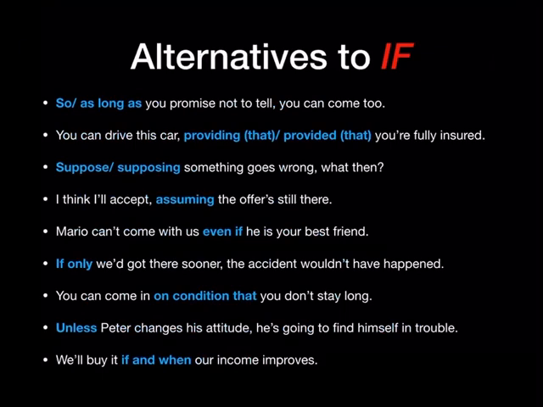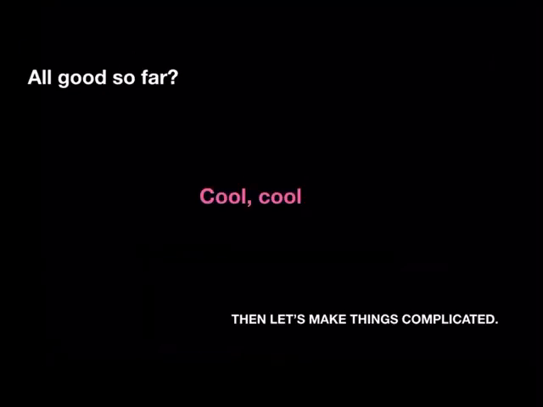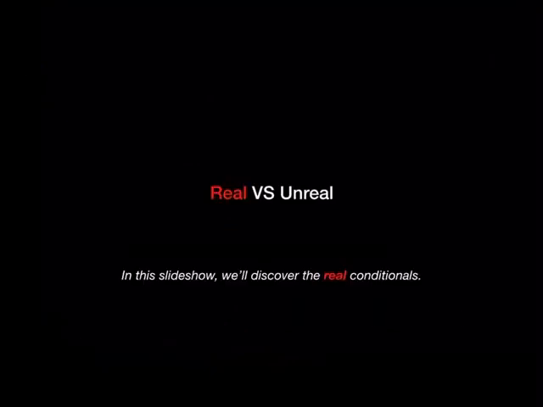We've got so long as or as long as, providing that, provided that, suppose or supposing, assuming, even if, only if, on condition that, unless, if and when. So you have some examples there to illustrate how these alternatives to if can be used. So far so good? Excellent. Well then, let's make things a little bit complicated. Are you ready? So, real versus unreal.